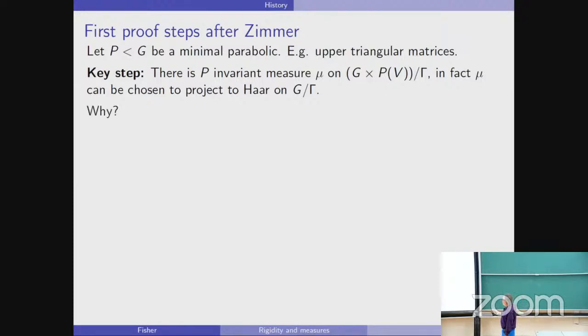And so why does this measure exist? In this case, it's just amenability. You can just start with any measure on the big space, and you can average it over P, and you get an invariant measure. If you start with a measure on the big space that projects to our measure, the averaging will keep that. And so this is really the first step in the proof of Margulis' superrigidity theorem if you follow Zimmer, although you can't find this in Zimmer's papers written this way. And it really just uses amenability of P.